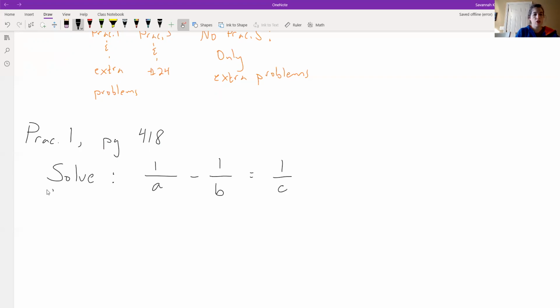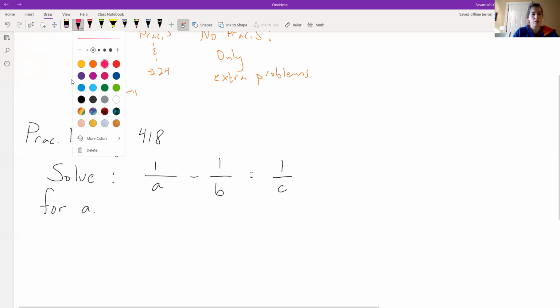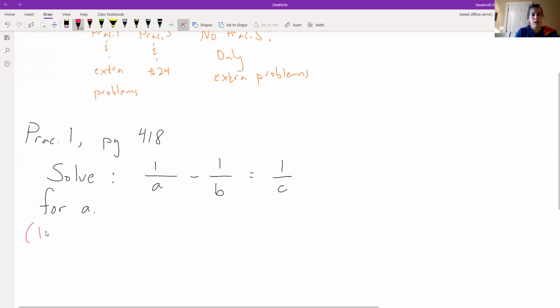And they're going to say solve, but specifically they're going to want us to solve for a specific letter that's contained in that problem. So not just solve it. You don't want to just solve down and get x equals 5. You're going to solve for a, and what that means is to isolate a.